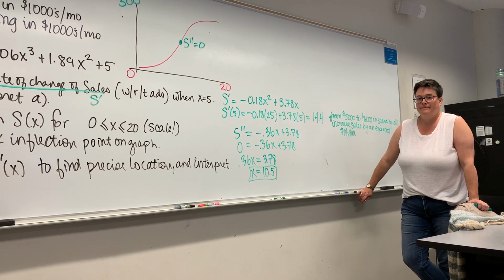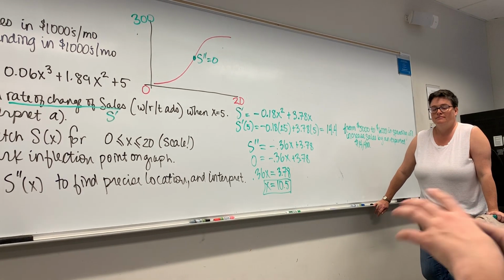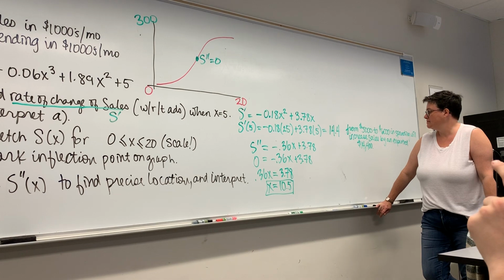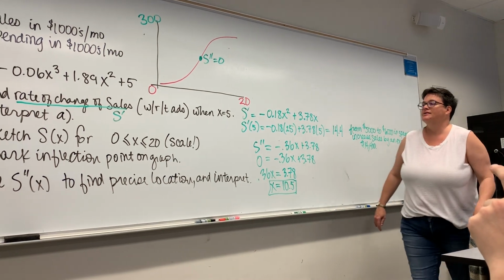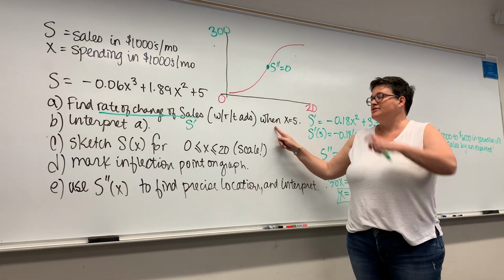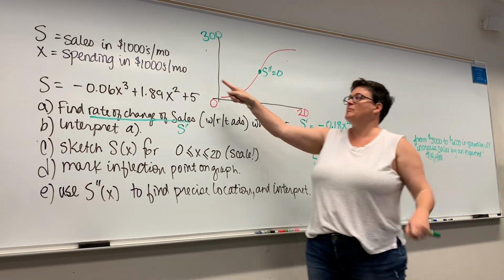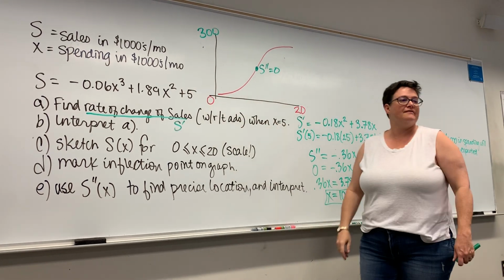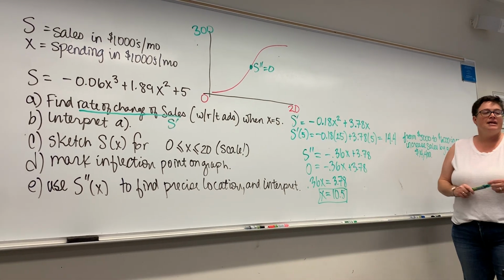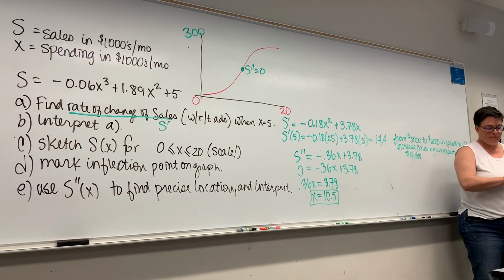Well, it's good. Sometimes. Where did you get the 5,000 to 6,000? So find the rate of change of sales when X equals 5. Remember, everything is in thousands. Any other questions on this one?